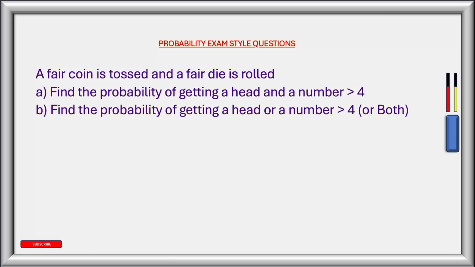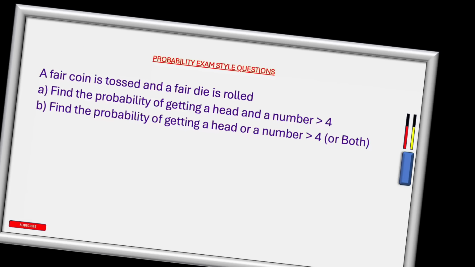In our next question, we're told that a fair coin is tossed and a fair die is rolled. The first part of the question, part A, asks us to find the probability of getting a head and a number greater than 4. And part B asks us to find the probability of getting a head or a number greater than 4, or both. If you'd like to play along, pause the video now.